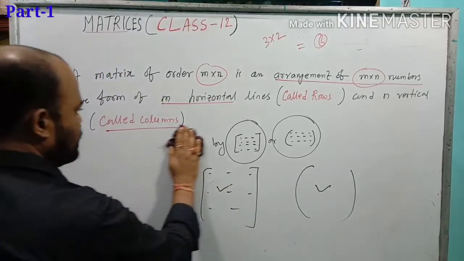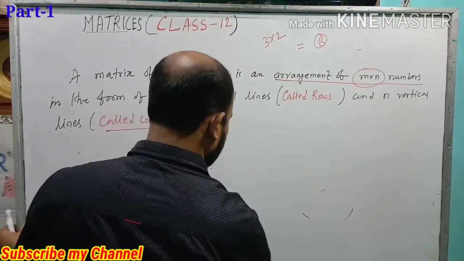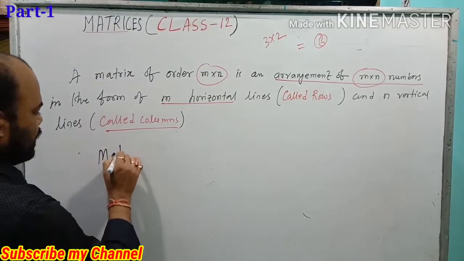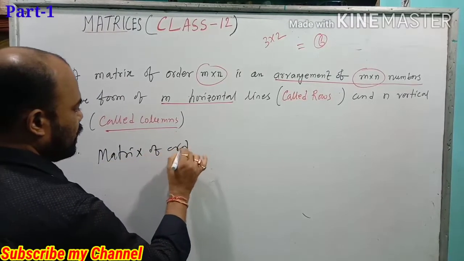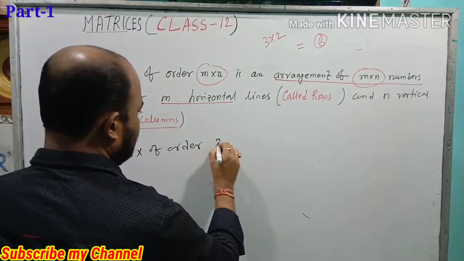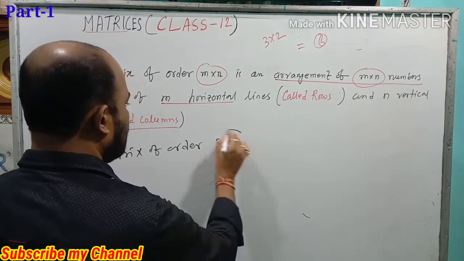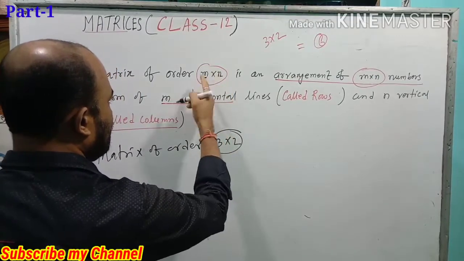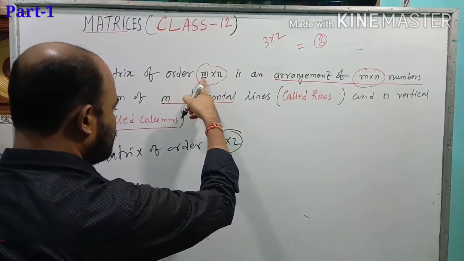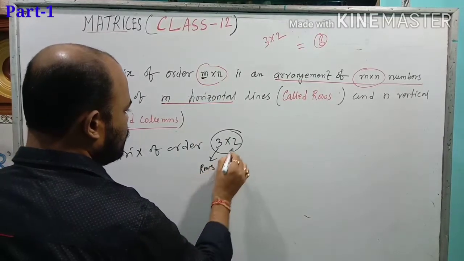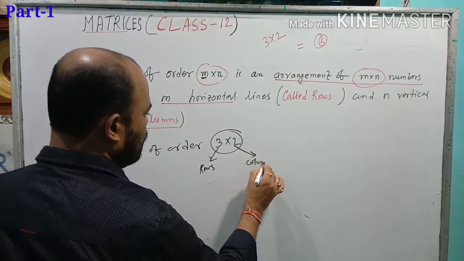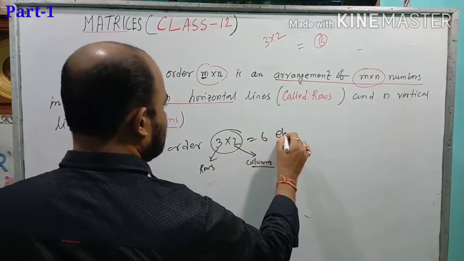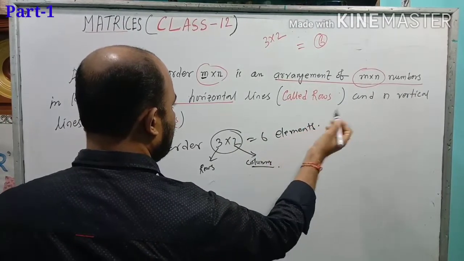Next thing, how to represent a matrix. For example, let us take a matrix of order, say, 3 by 2. This is the order of the matrix, 3 by 2. See, if the order is m by n, then the number of rows will be m. So here 3 will be the number of rows and 2 will be the number of columns. So there will be 3 into 2, 6 elements, involving 6 numbers.